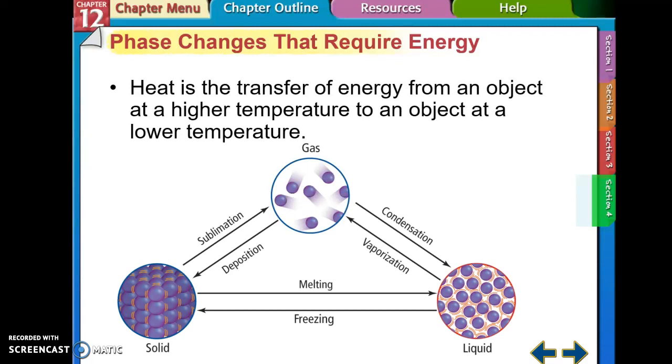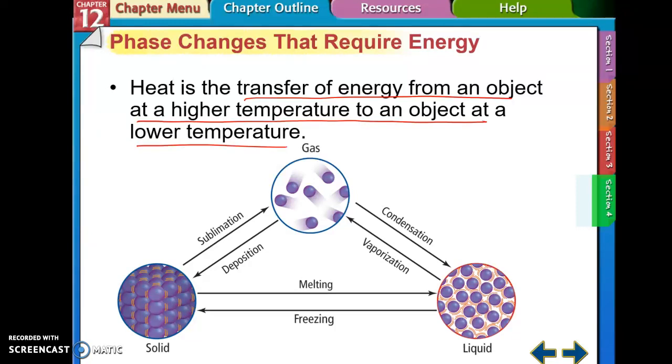So heat is the transfer of energy from an object at a higher temperature to an object at a lower temperature. So if you were to take your hand and put your hand on your desk, the desk would probably feel cold. That is because your hand has more heat than the desk does. It has more energy. So right now, if your hand is on your desk, you are going to end up transferring energy from your hand to the desk. And that's from a higher temperature to a lower temperature.